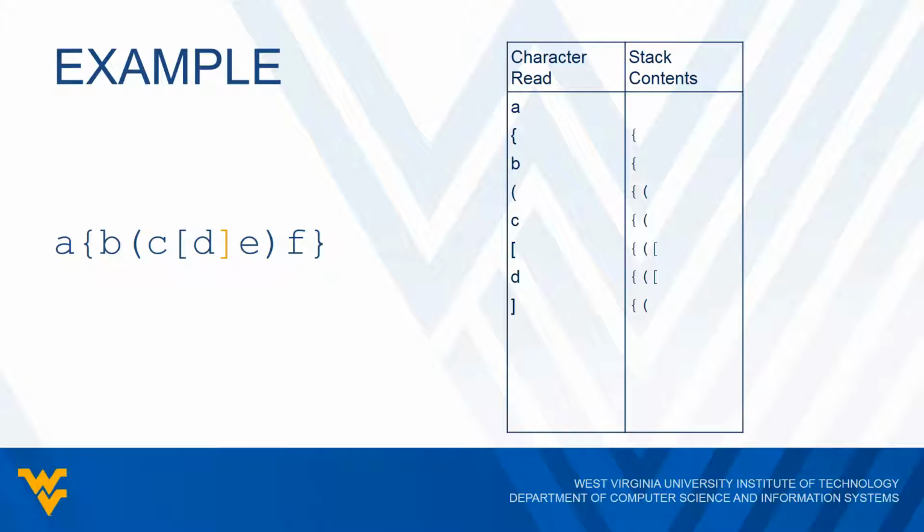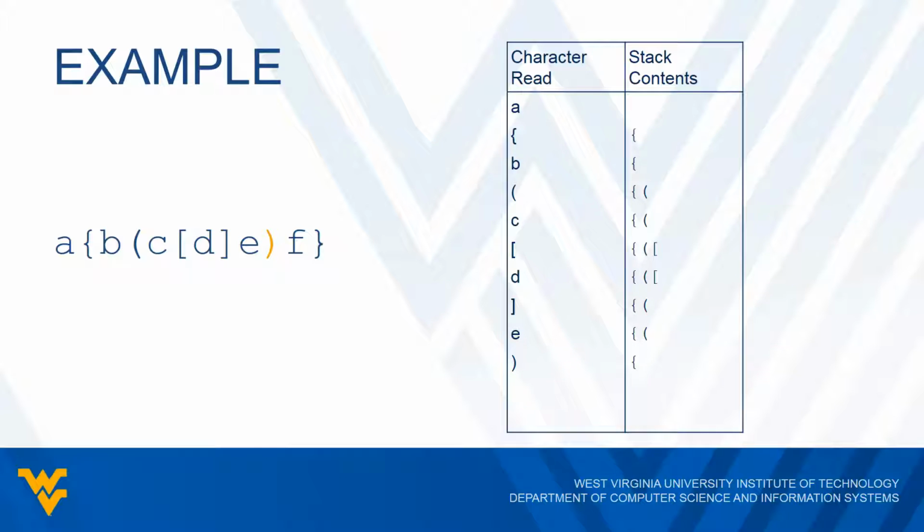So we take out the left square brace. So we compare the left square brace with the right square brace. They correspond to each other, so we're good. There's no error. Since we're good, we can move on to the next step. So we're going to read the E. It's not a symbol, so we don't do anything else with the stack.